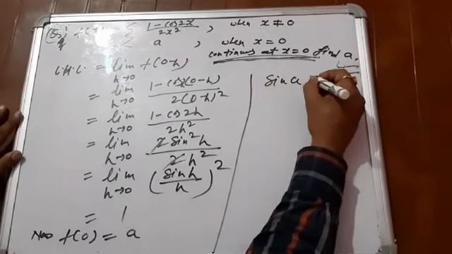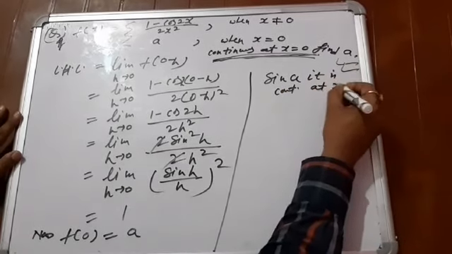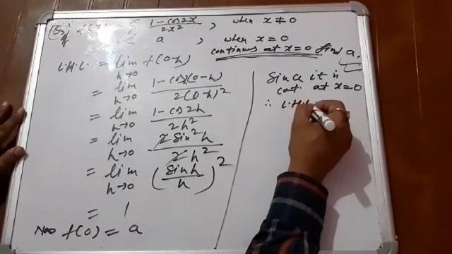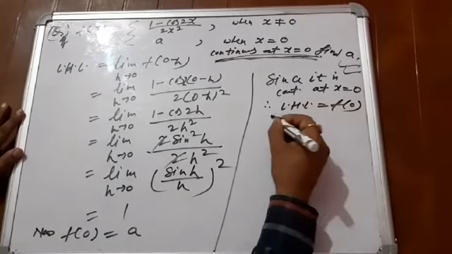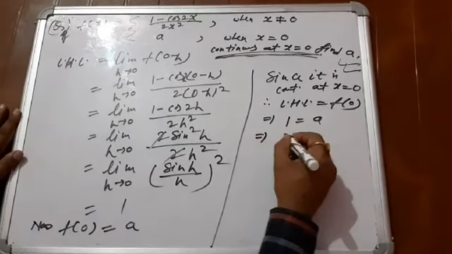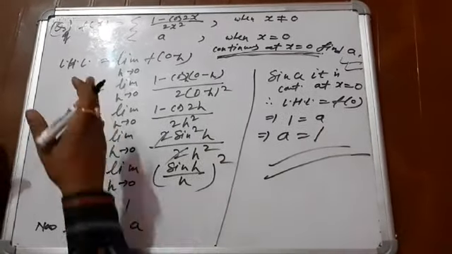Since it is continuous at x equal to 0, therefore LHL is equal to f of 0. This implies LHL means 1 is equal to a, so the value of a is 1. Same thing you are going to do here.